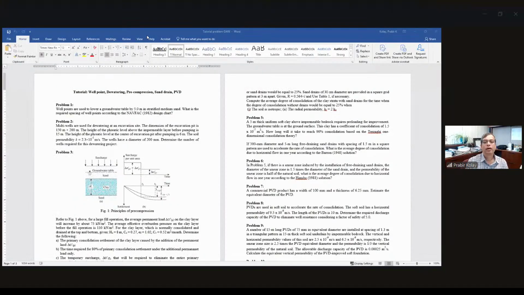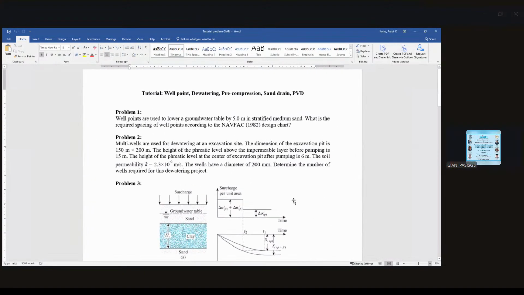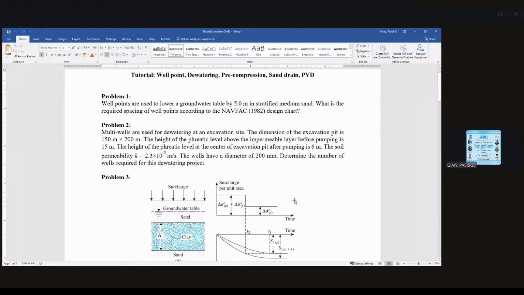See now? Can you see my screen? Yes, your board is visible. Word file, right? Yeah, Word file is visible. Okay, the size maybe. Yeah, this size is comfortable, sir.